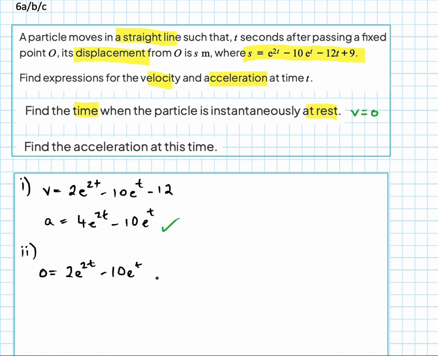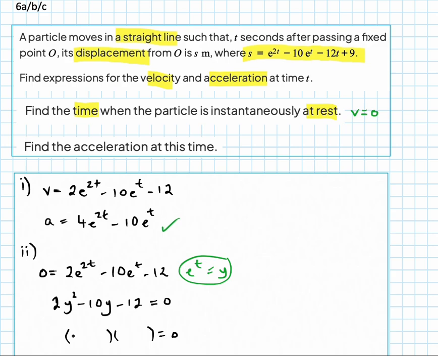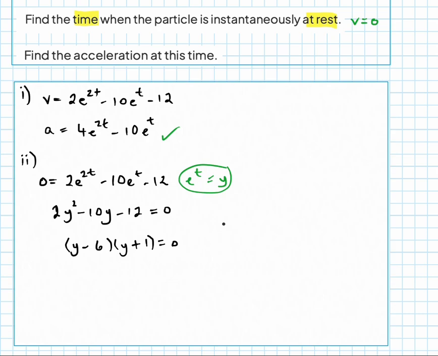So when the particle is at rest, we'll equate it to 0. Now there's a little bit of an idea here. We have to do a substitution, something to make this easier to calculate. A nice way to do that is to let e to the t equal y in this case, because we have a quadratic. Once you've done that, you get y is equal to 6 and y is equal to minus 1, which means e to the t is equal to 6 and e to the t is equal to minus 1.